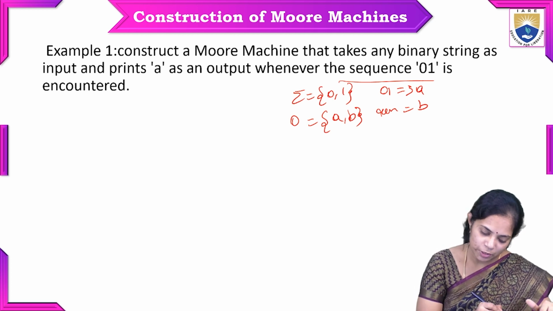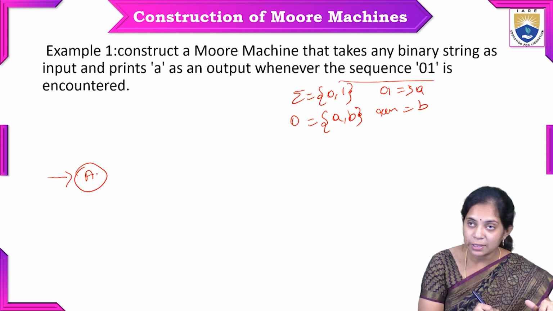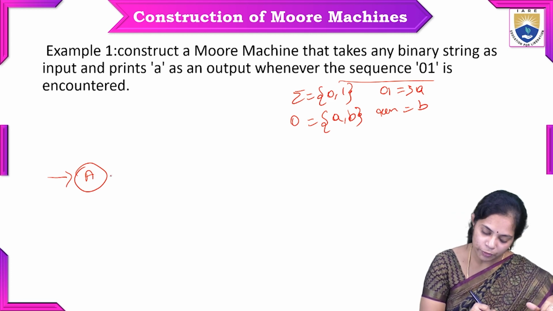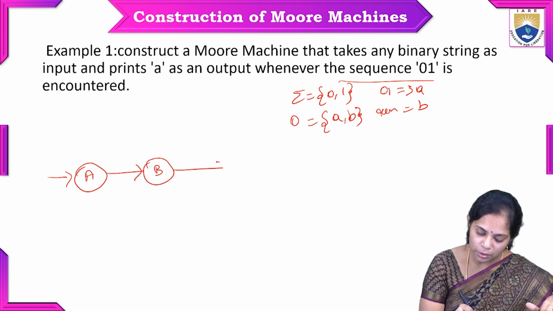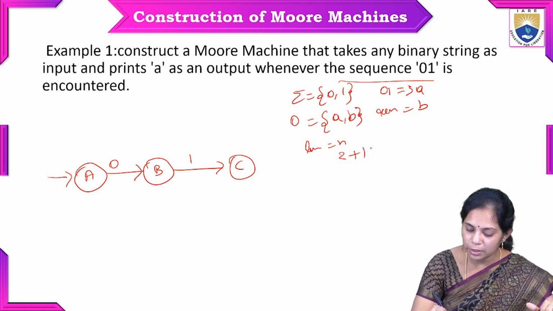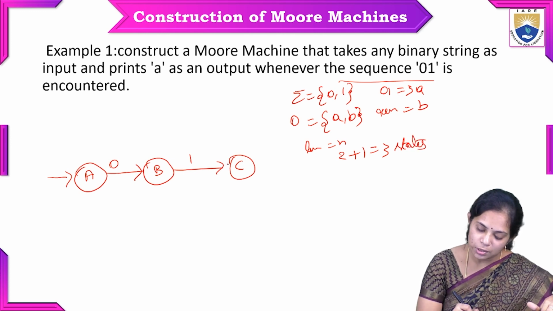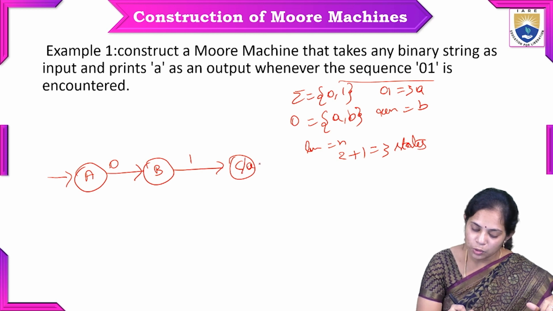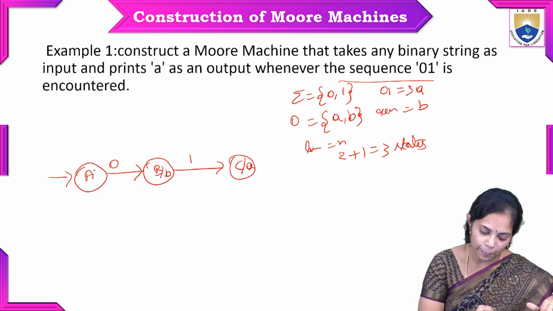So let's draw the Moore machine, and as usual we have to construct a machine. The starting state is A I am taking, and whenever we encounter 01, it has to print A. As usual, the minimum length is n. So here n is 2, and 2 plus 1, 3 states are required here. And for the remaining all, it has to print B.